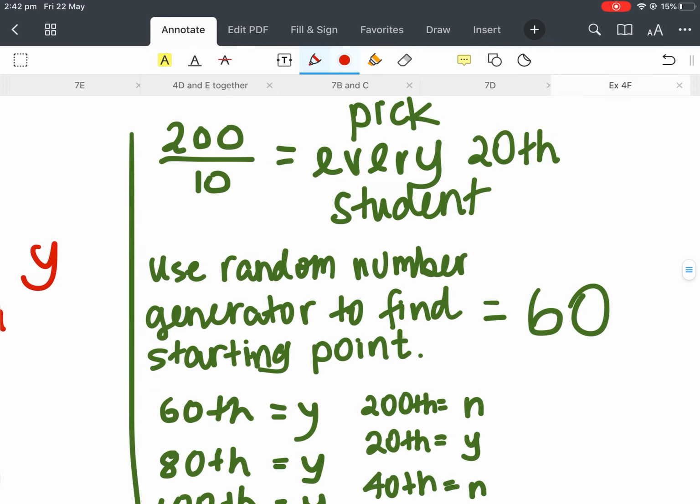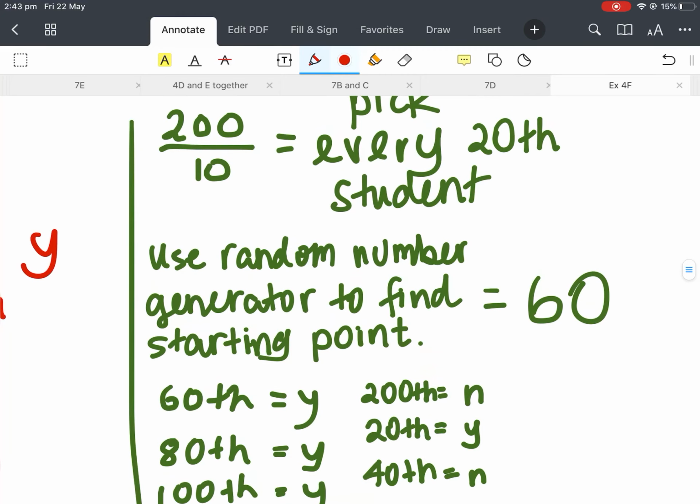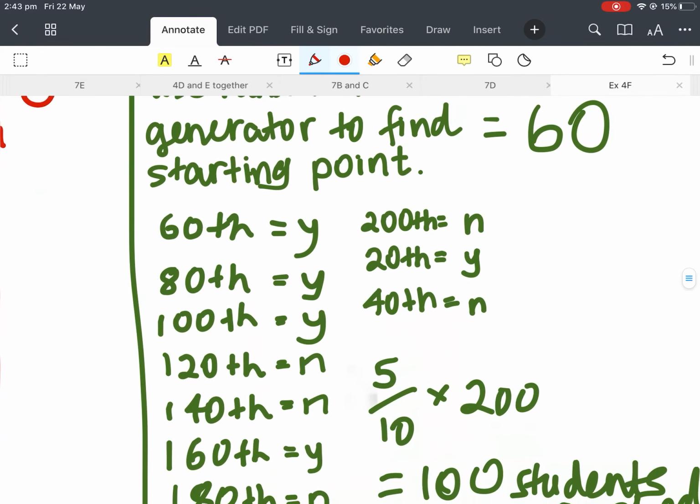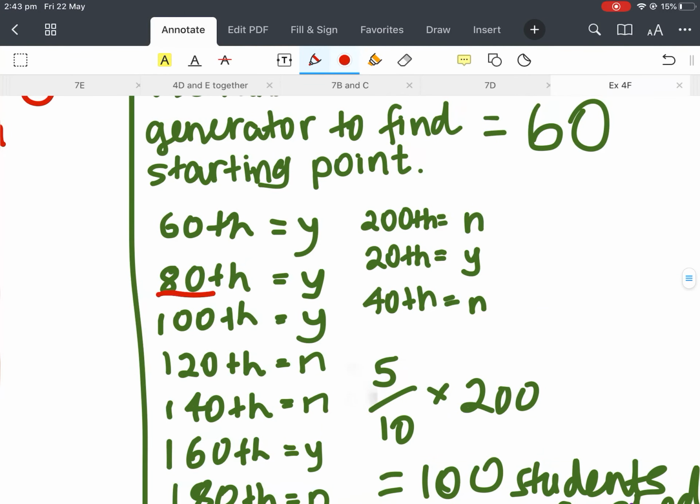So the first thing I did was I used my random number generator to find the starting point. When I did that on my calculator, I did shift dot or second function 7 equals times 200. I got an answer of 60. You'll get a different answer, okay? It shouldn't automatically be 60. So that told me to pick every 20th. So if I add 20 to 60, I get 80. And then I add another 20, I get 100.